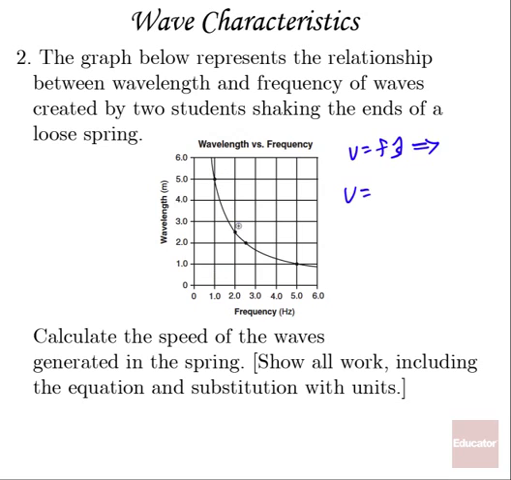It looks like an easy point would be something like a frequency of 1 hertz and a wavelength of 5 meters, which would be 5 meters per second. And if I did that at any other point here on the curve too, this would be 2 times 2.5 or 5. Or 2.5 times 2, or 5, or 5 times 1 again, 5. We have the same speed everywhere, which we should expect. So our speed must be 5 meters per second.